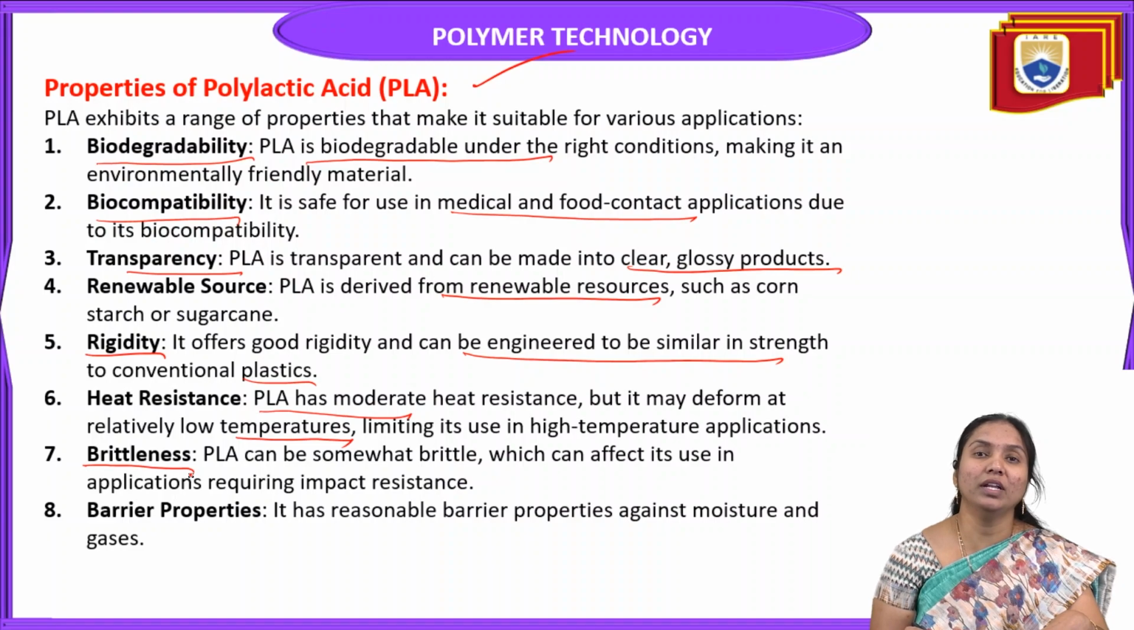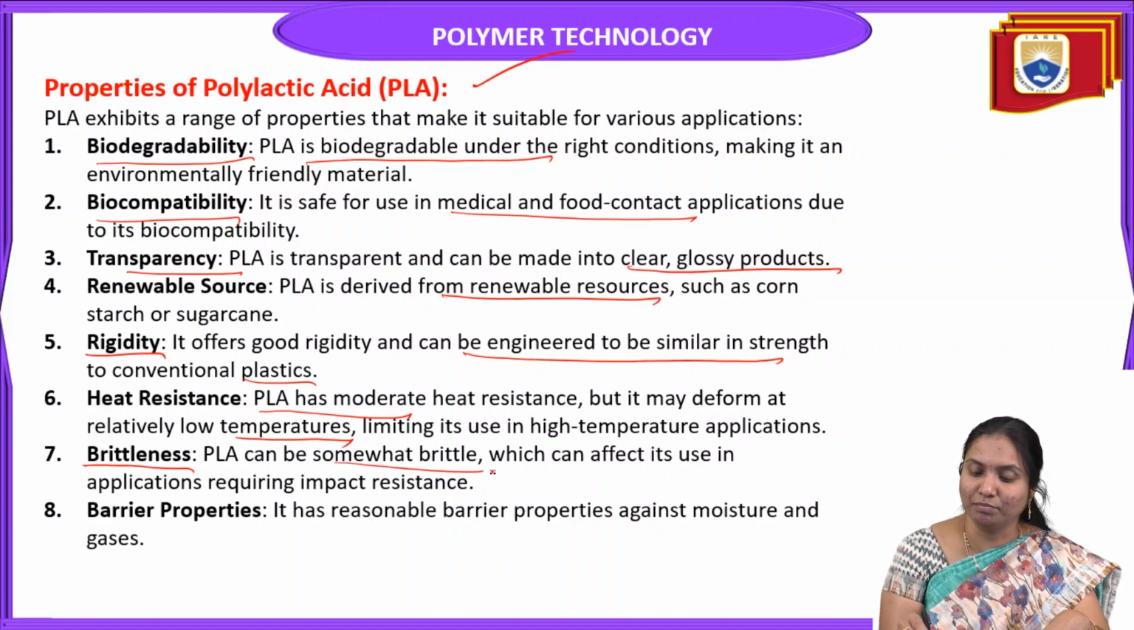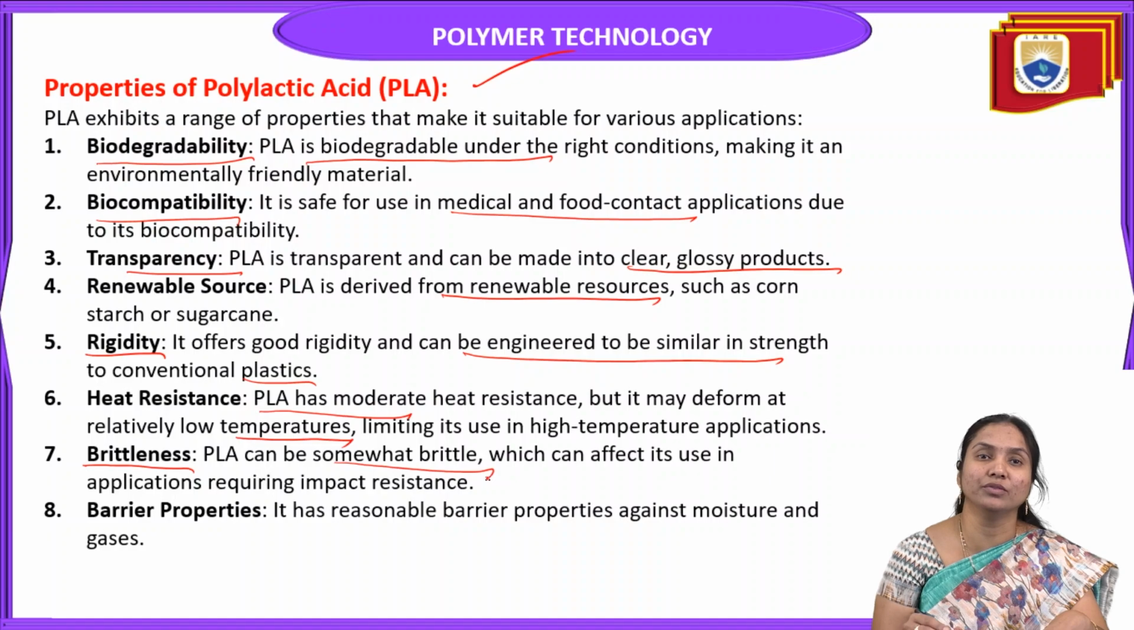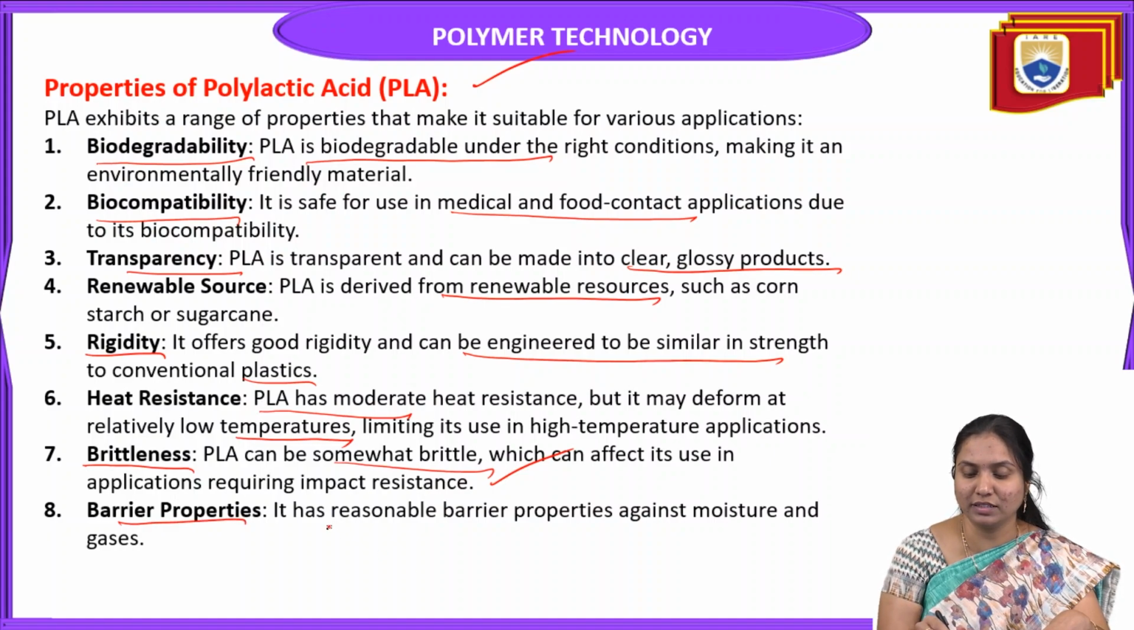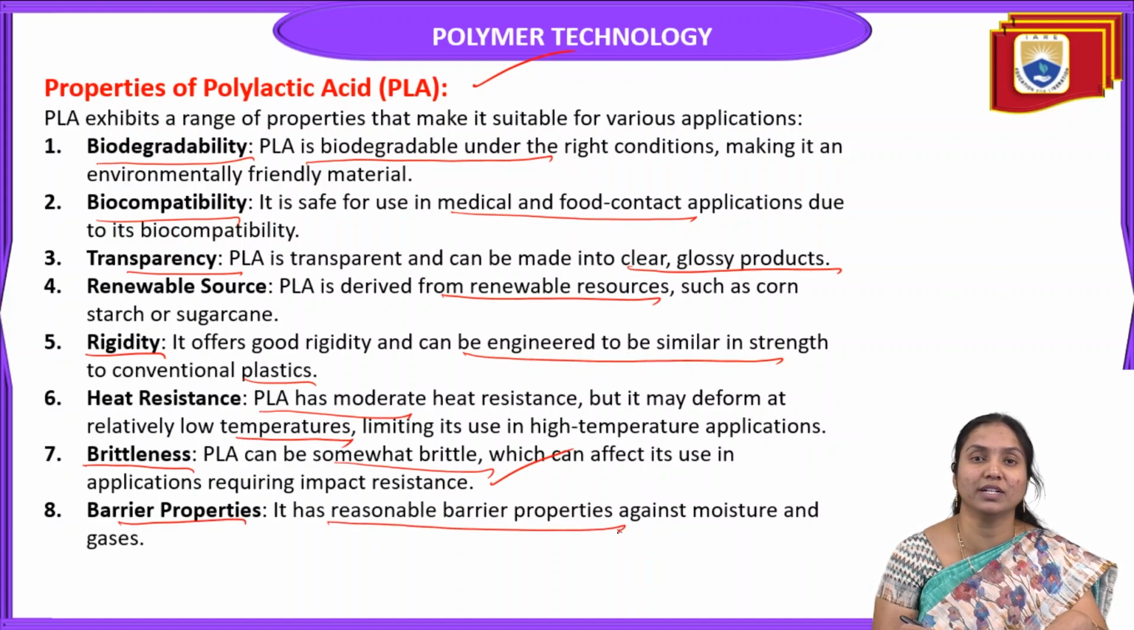Brittleness. Polylactic acid can be somewhat brittle, which affects its use in applications that require impact resistance. And barrier properties: it has reasonable barrier properties against moisture and gases. So these are the properties of polylactic acid: biodegradability, biocompatibility, rigidity, renewable resources, transparency, brittleness, barrier properties. That's why it is suitable for so many applications.